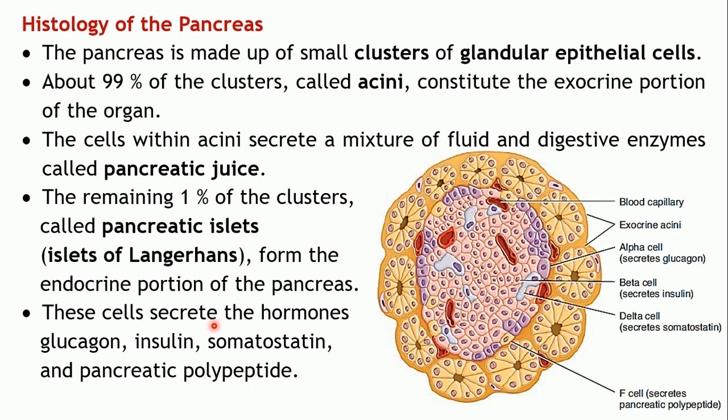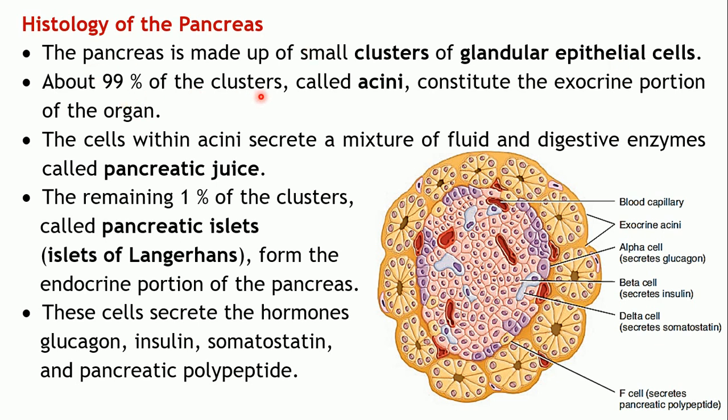Okay, so moving on to the histology part of the pancreas. Usually the pancreas is made up of small clusters of glandular epithelial cells. The major portion of the pancreas is almost entirely made up of these glandular epithelial cells. The function of these types of cells is secretion, as you are all aware. A major role of this type of epithelial cells is secretion of certain juices.